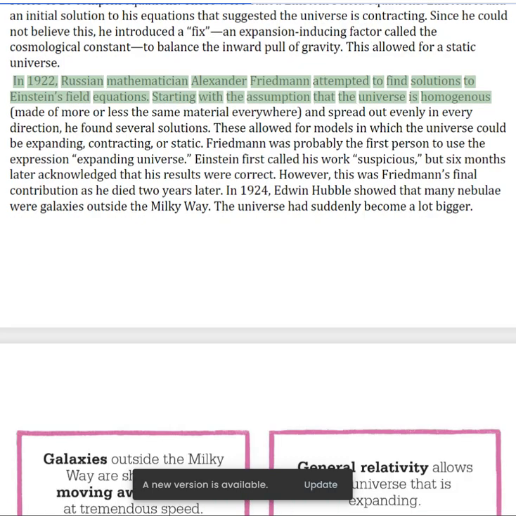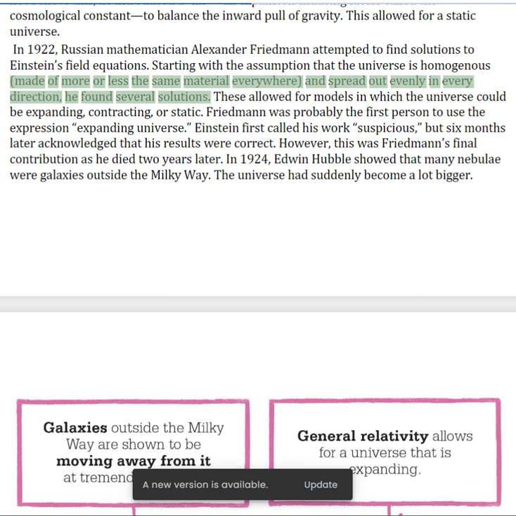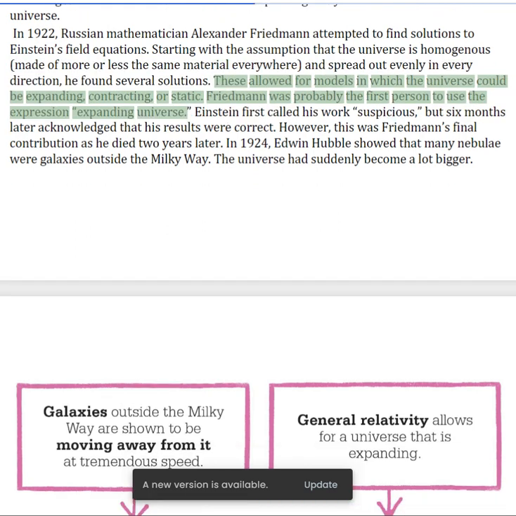In 1922, Russian mathematician Alexander Friedmann attempted to find solutions to Einstein's field equations. Starting with the assumption that the universe is homogeneous and spread out evenly in every direction, he found several solutions. These allowed for models in which the universe could be expanding, contracting, or static. Friedmann was probably the first person to use the expression expanding universe.